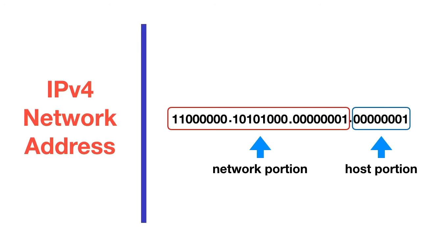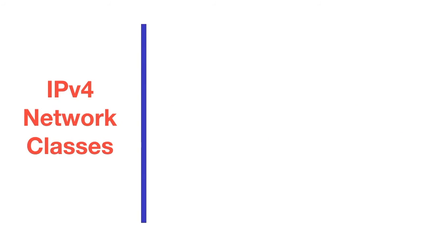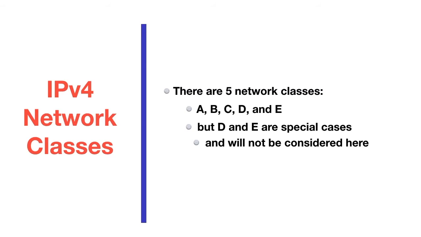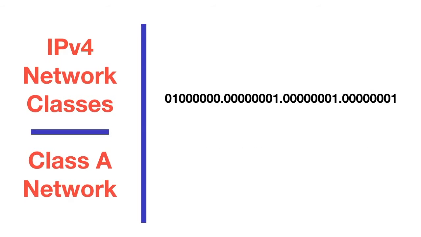But this is not always the case. In fact, in some cases, a single IP version 4 address can contain information about the network and its subnetwork, and finally the host. To understand how IP version 4 addresses are divided between the network portion and the host portion, we need to understand network classes. There are 5 network classes: A, B, C, D, and E. But D and E are special cases and will not be considered here.